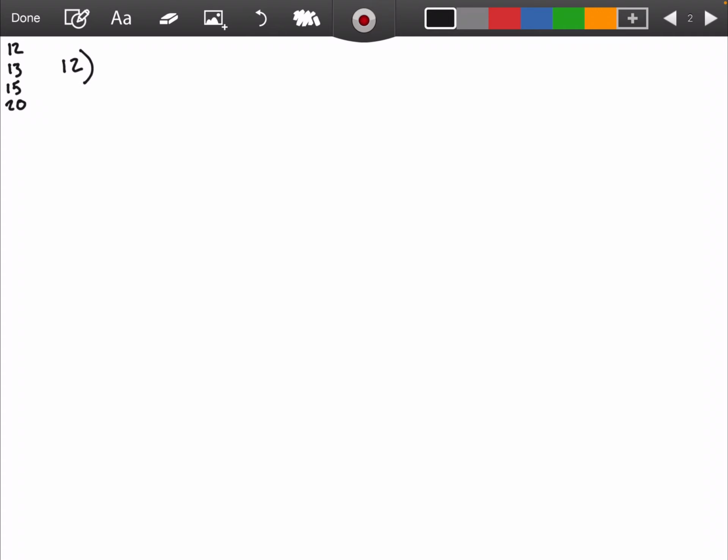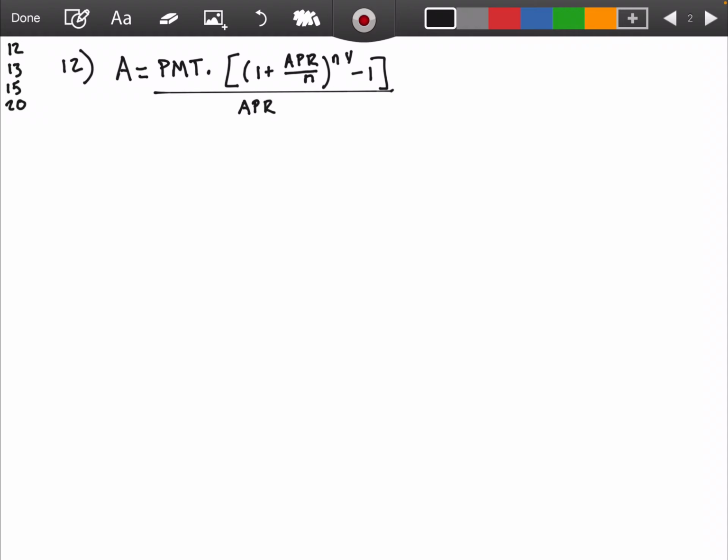Find the savings plan balance after 2 years. Okay, now we're at a savings plan. We get this beautiful formula, which is on your formula sheet, so you don't have to stress. Times 1 plus APR over N to the NY minus 1, divided by APR over N. That's a good one.